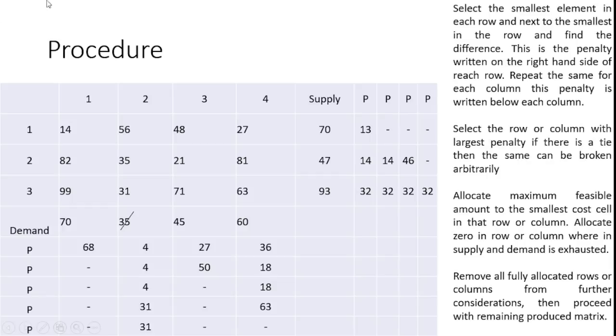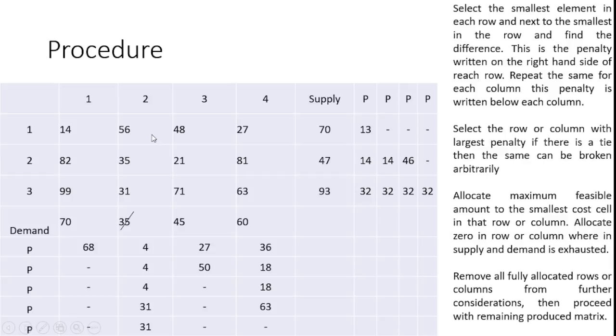So here also you consider 14 as the smallest. Next to that 14, the smallest value is 82. So the difference between 82 and 14 is 68. Likewise, you calculate for all the other rows and columns. For the second row the penalty is 14, which is the difference between 21 and 35, and for the third row the penalty is 32, where the smallest element is 31 and the next smallest is 63, so the difference between both is 32.